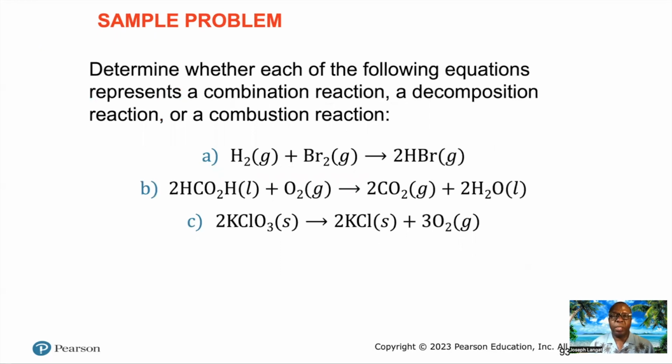Problem on identifying a chemical reaction, whether it is combustion or alkali metal reaction. Determine whether each of the following reactions represents a combination reaction, decomposition reaction, or combustion reaction. Well, you need to look at the type of reaction which represents combination. That means two combining to form one. If I look at this, two are forming one. This is a combination reaction.